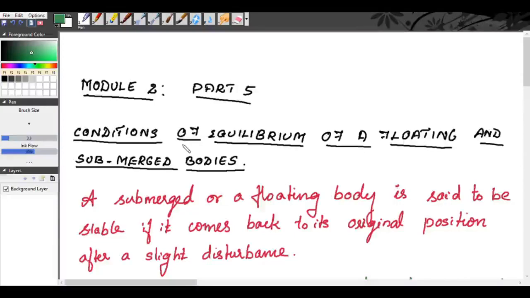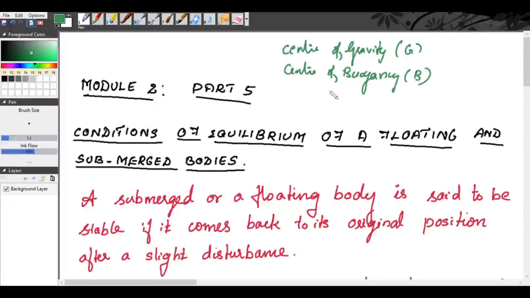For determining the conditions of equilibrium of floating and submerged bodies, we need to understand what is center of gravity, what is center of buoyancy, and what is metacenter. That is, we represent it by M. These three concepts we have already studied in our previous classes in the first four parts.